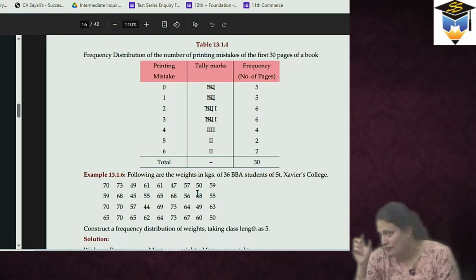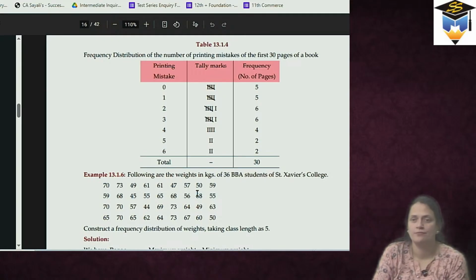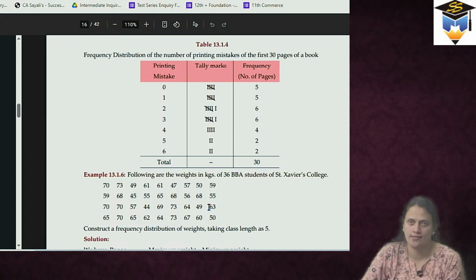So that's it. Now find out what is the total frequency. मुझे टोटल बताओ. यहाँ पे उन्होंने 36 बोला है. 36 BBA students are there. So find out whether our total is coming as 36. If you get the total as 36, that means you have got the correct frequency table.